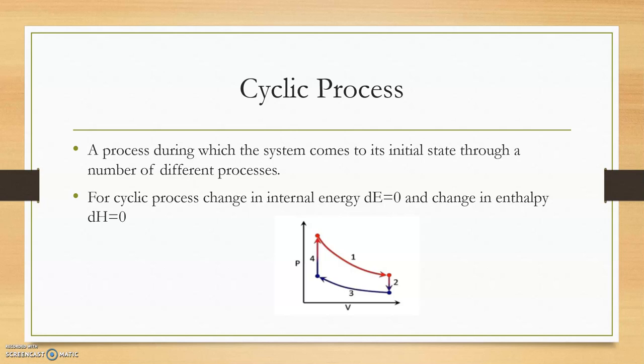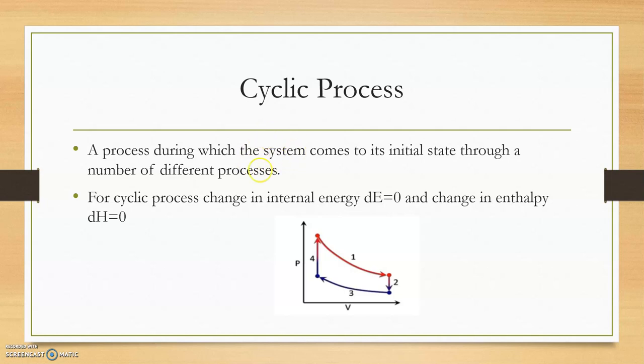Next, coming to cyclic process, a process during which the system comes to its initial state through a number of different processes. For cyclic process, change in internal energy, that is dE is equal to 0, and change in enthalpy dH is equal to 0.